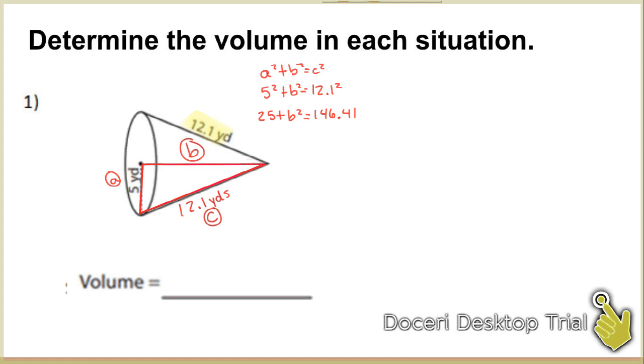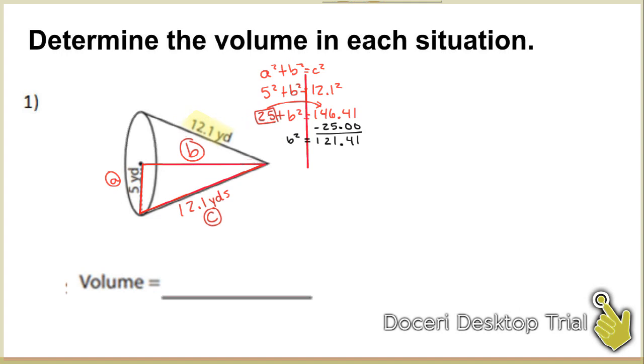So now we want to get B squared by itself, so we're going to take our 25 and move it to the other side. We know to do that, we're going to be subtracting. So we're going to subtract 25 from our right side. Again, I lined up my decimals to make my subtraction easier. And when I subtract this out, I know that 41 minus 0 is 41, 6 minus 5 is 1, 4 minus 2 is 2, and 1 minus 0 is 1. So I have 121 and 41 hundredths equals B squared.